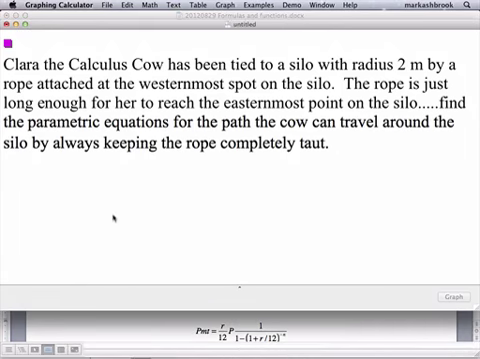Okay, here's a problem that I posed to my Calc 2 students, a project. So this is Clara the calculus cow. She's been tied to a silo with a radius of 2 meters by a rope attached at the westernmost spot on the silo. The rope is just long enough for her to reach the easternmost point on the silo. Then later in the project, find the parametric equations for the path the cow can travel around the silo by always keeping the rope completely taut. So that's a statement of the setup of this project and this one part of the problem, finding the parametric equations for this path.